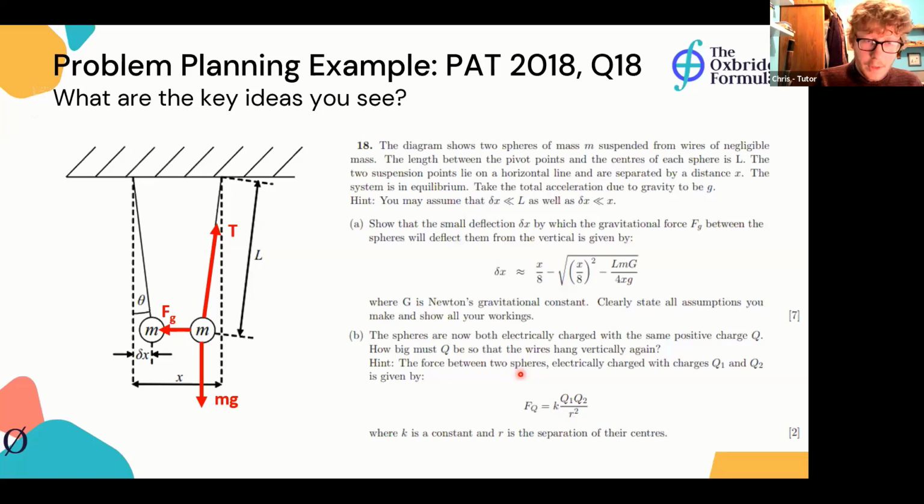And the hint we're given is we're told the formula for the electrostatic force between two charges is K times Q1 times Q2 over R squared, where Q1 and Q2 are the charges, K is a constant, and R is the distance between them. So the reason they give this as a hint is this isn't on the syllabus, and this time around they decided to stick to the syllabus. But they can give you extra stuff outside if they tell you what it is in the question, as they've done here.